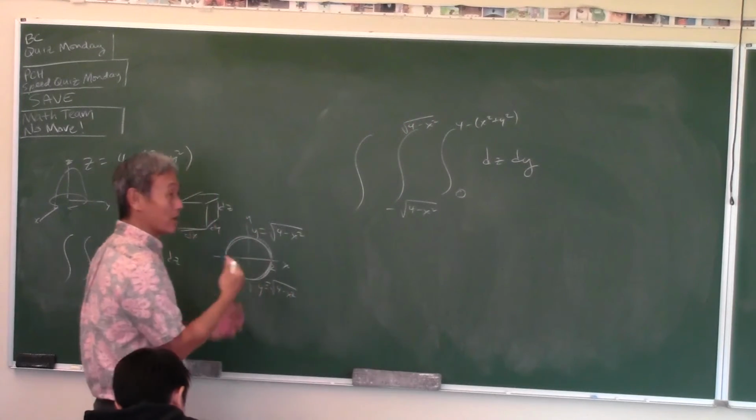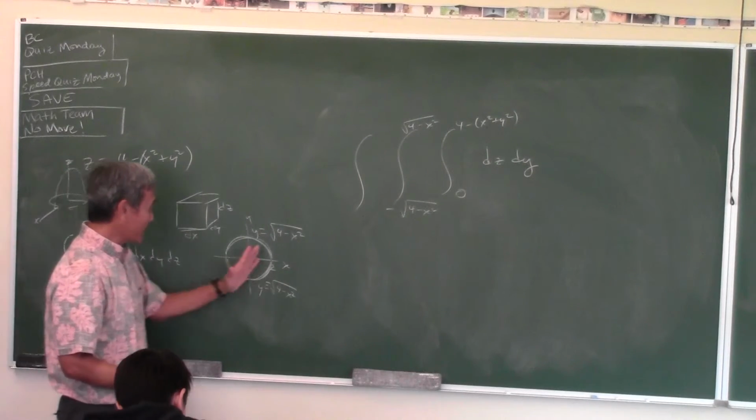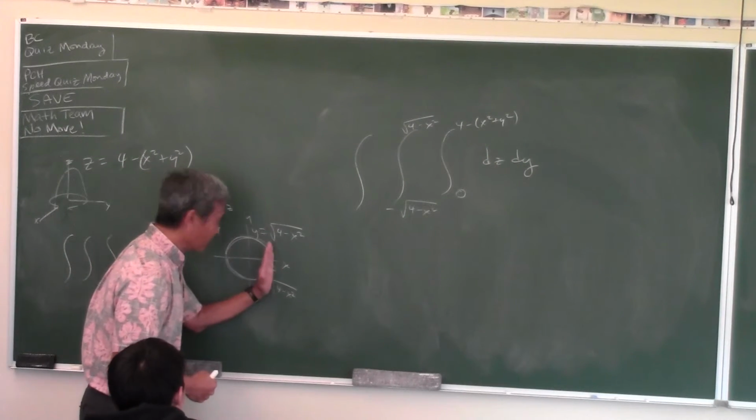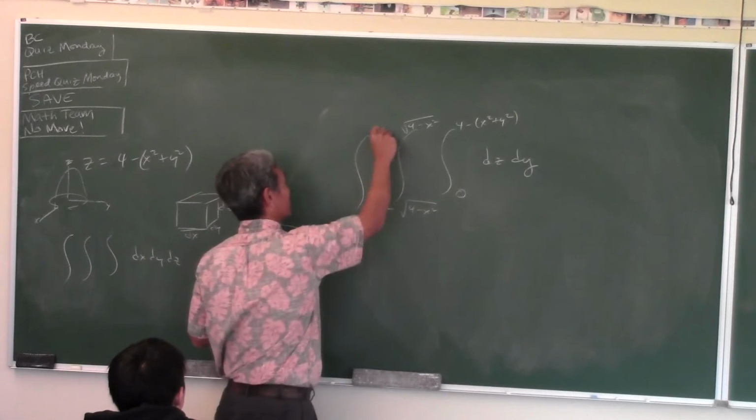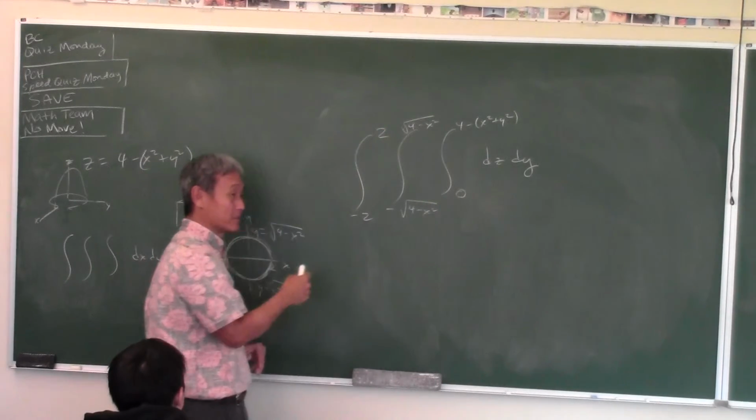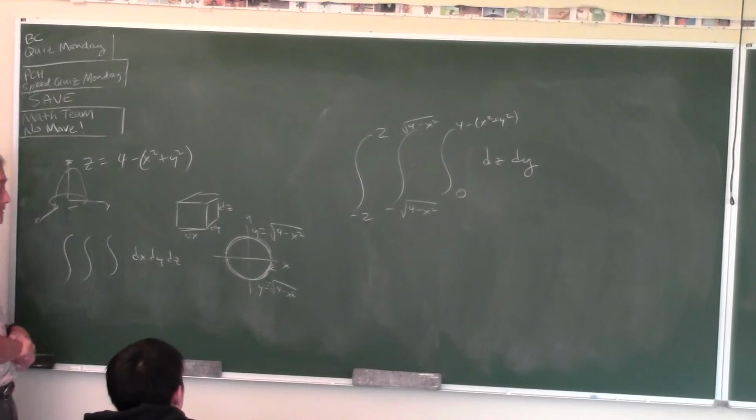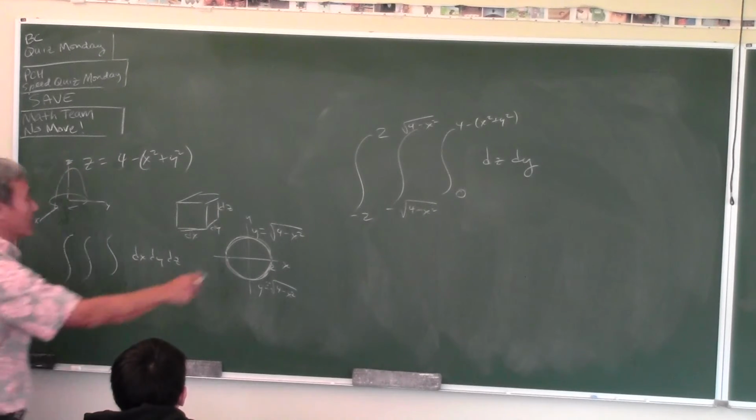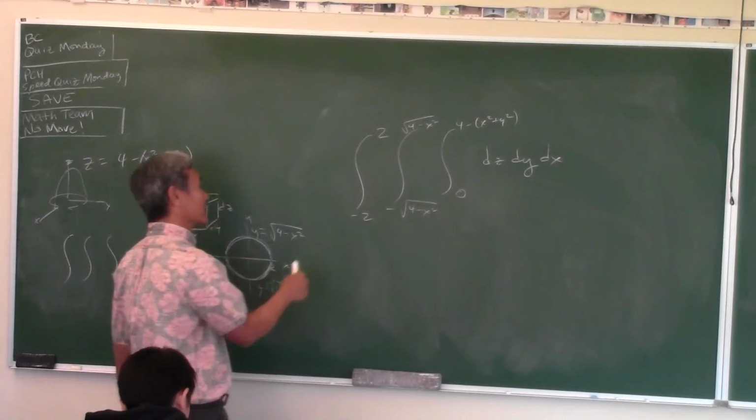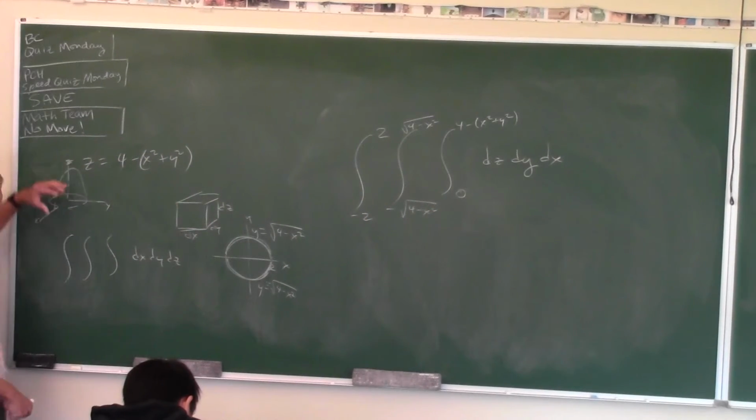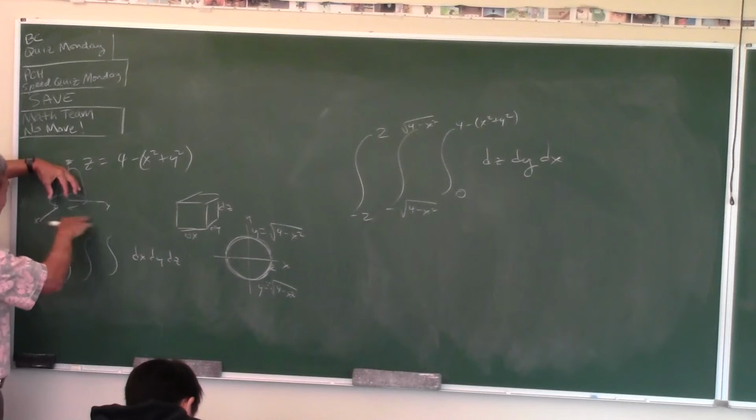And then the last one always has to be constant. So x is going to go from here to here. What would that be? Negative 2 to 2. The last one always has to be the one with the constant. Oh, sorry, I forgot to write the dx because we're doing that last. There you go. This integral, when computed, will give you the volume of the paraboloid bounded by the xy plane.